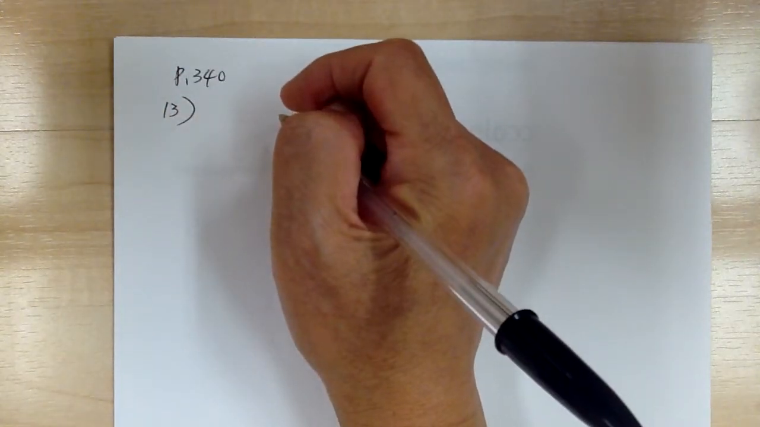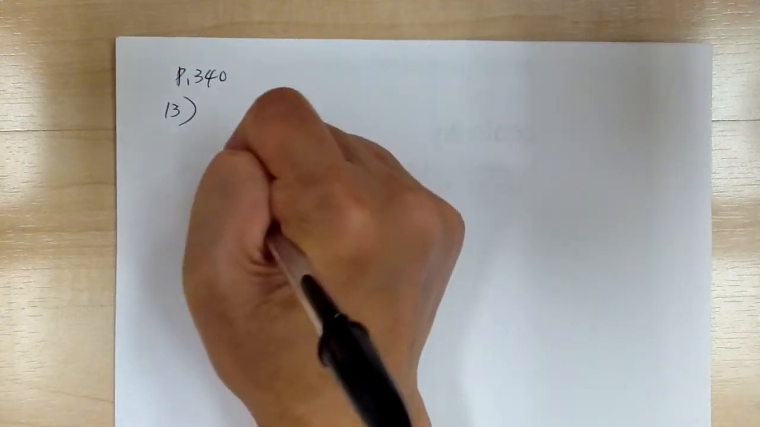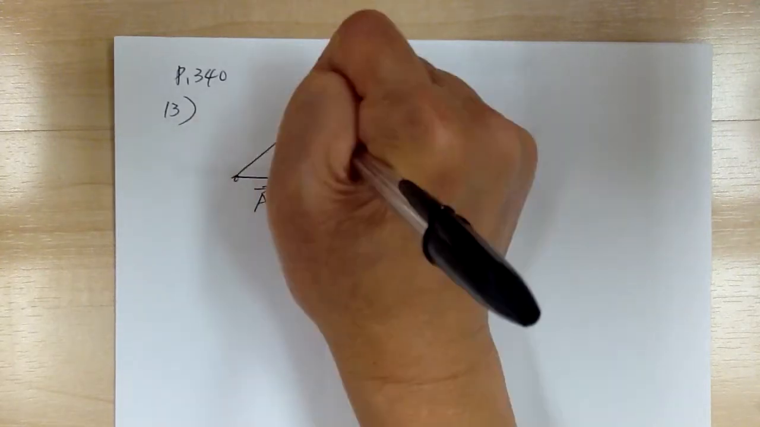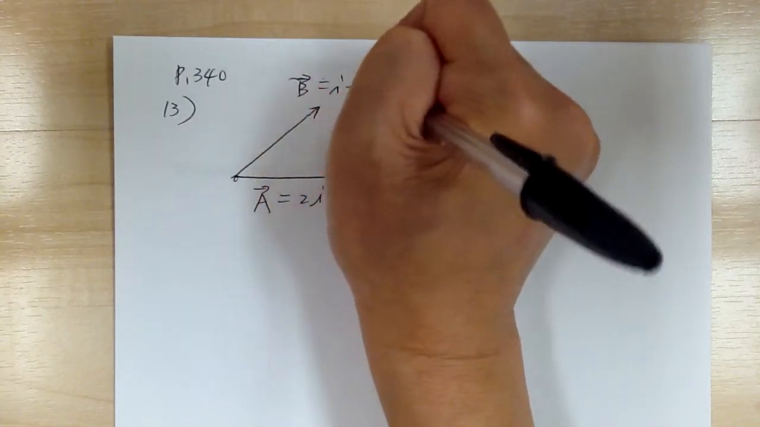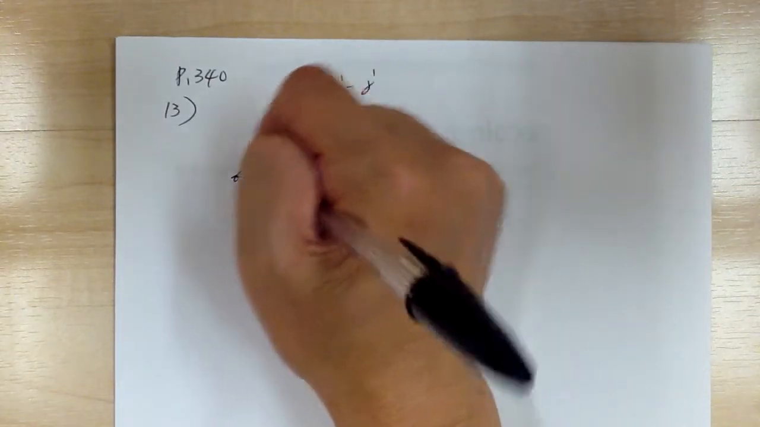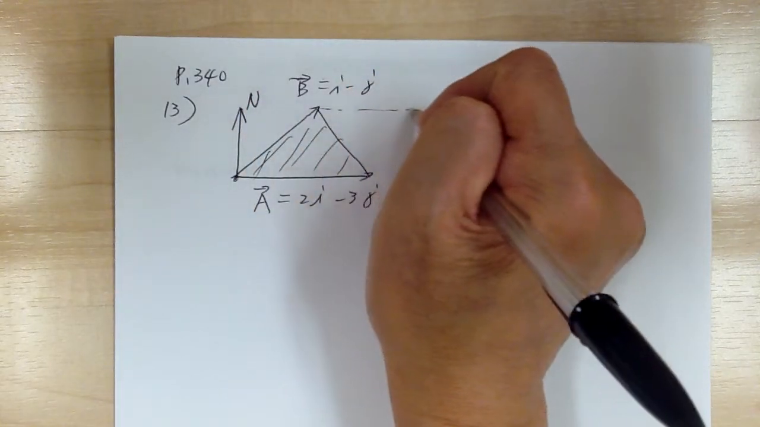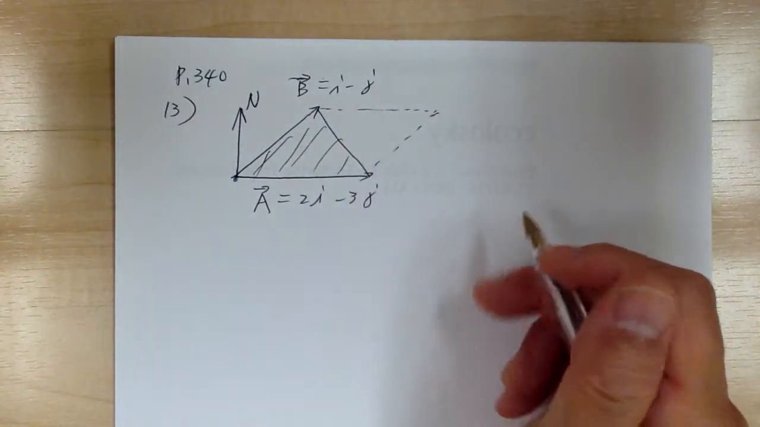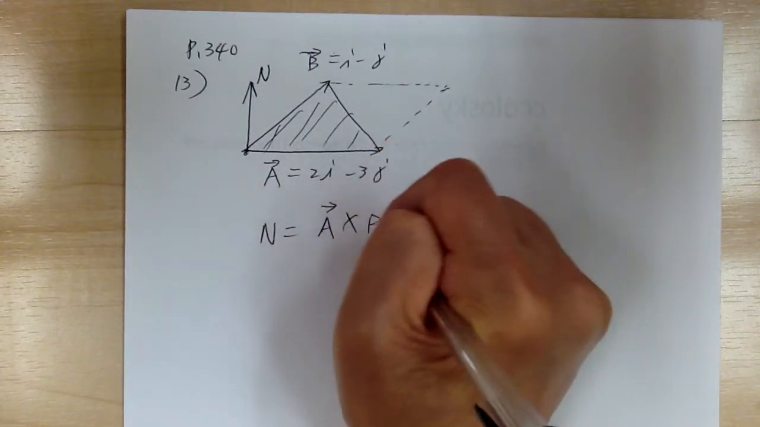Okay, number 13, again, you have two vectors drawn from the origin, and those are two sides. Here's vector A equal to 2i minus 3j, and vector B is equal to i minus j, and you're looking for the area of the triangle. So again, when you take the cross product, you get the area of the parallelogram, and you just multiply by 1/2, right? So the normal is equal to vector A cross vector B.